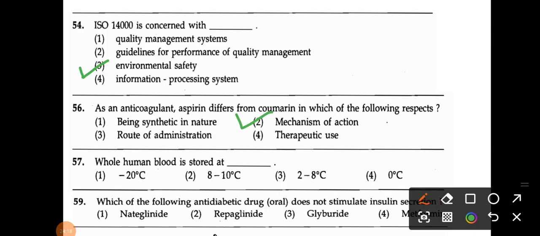Next one, whole human blood is stored at, right? So whole human blood is stored at -20 degree, 8 to 10 degree, 2 to 8 degree and 0 degree. So what is the correct answer here? That is your 2 to 8 degree.